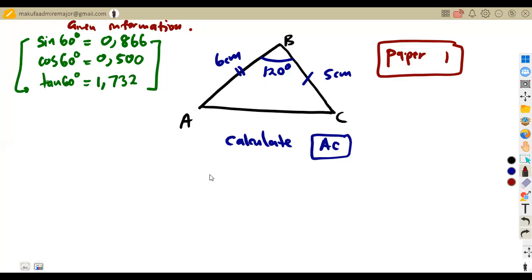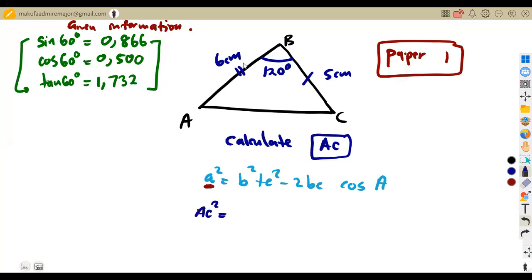So remember, how does the cosine rule state? The cosine rule states that a squared is equal to b squared plus c squared minus 2bc cos A. As you can see, there is an angle at B and A, but the part that is a squared is the one that you're calculating. So a is the one that you're calculating, which is AC. I want you to see what is going to happen. You're going to substitute information.